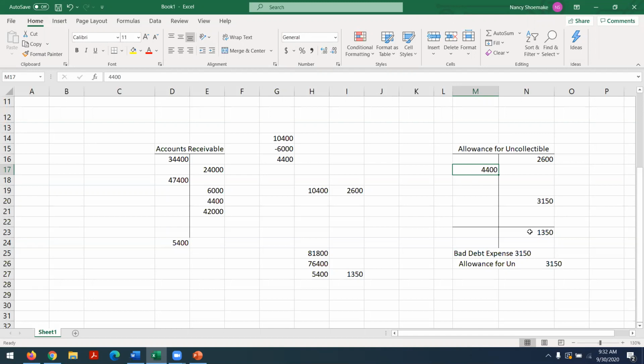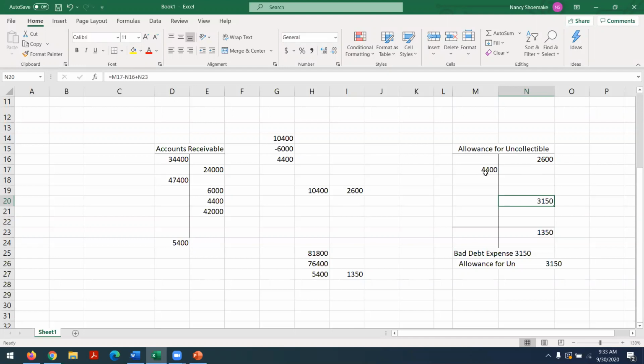Meaning, in order to get this to a credit balance of $1,350, we needed to credit this account $3,150. Now, why? Because in the year before, we thought our bad debt expense was just $2,600, when in fact it was $4,400. So we put $2,600, but we actually wrote off bad debts of $4,400. So what we're doing is accounting for those bad debts we wrote off, but we didn't show because it was just an estimate.